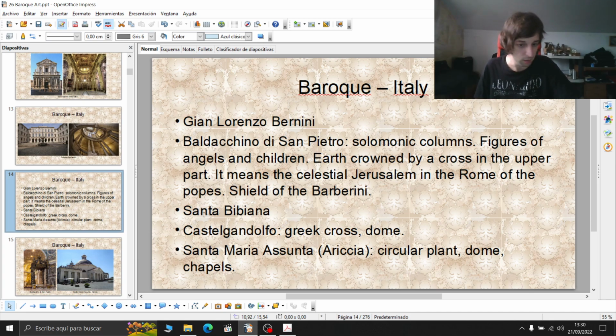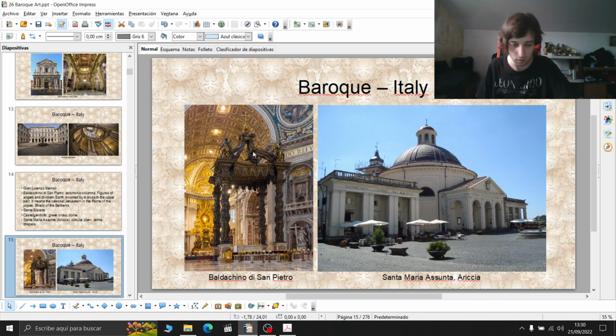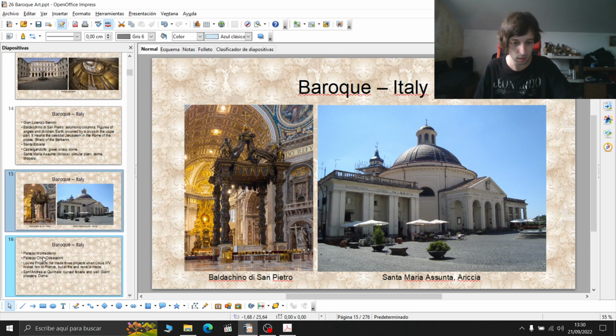Shield of the Barberini. Well, Santa Viviana, Castel Gandolfo, Greek cross, dome, and Santa Maria Assunta in Ariccia, circular plan, dome, and chapels. Here, the Baldacchino di San Pietro is inside the Basilica of San Pietro in Vatican. Santa Maria Assunta, Ariccia.